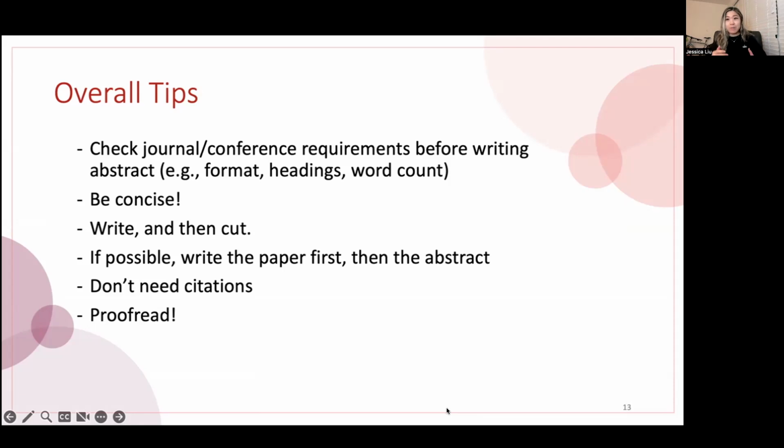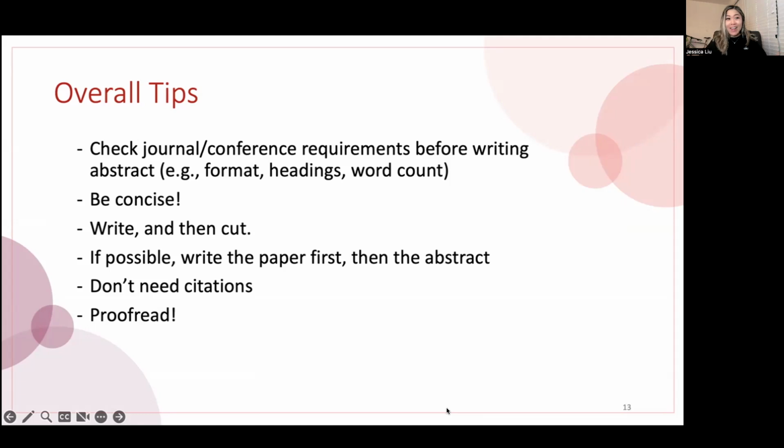If possible, you usually want to write the research paper, the full manuscript first, and then write the abstract. Sometimes that's not possible, especially if you're submitting to a conference about a work in progress. But, if you are writing the abstract from a paper, try to write the paper first, then the abstract. You don't need citations in your abstract also, which is nice. That does make it a little bit easier. And always, always, always proofread after writing.